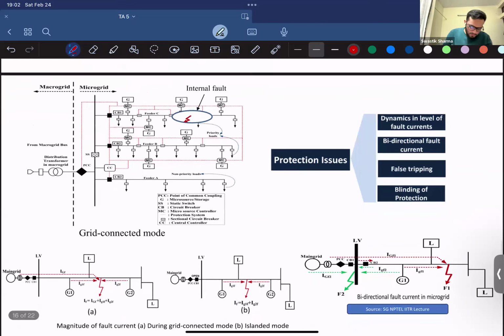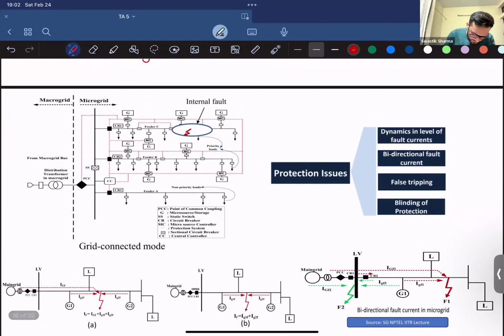So when a microgrid is connected through a PCC, it is connected to the main grid, right? But what can we do to protect it from faults? Faults can happen at the main grid side as well as on the microgrid side, right? And what should be our purpose? What should be our motivation? It should be to clear the fault as soon as it has occurred.